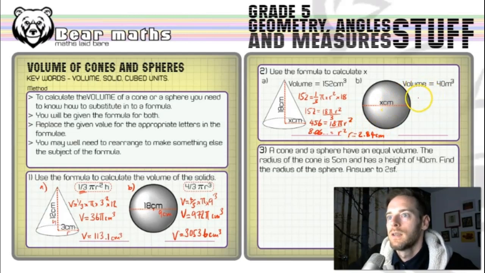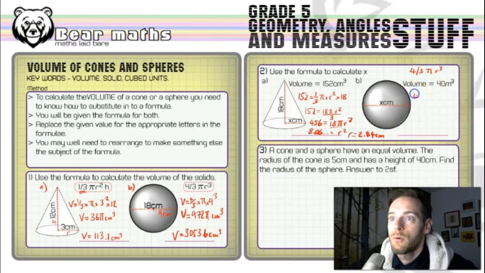Now let's try the next one. X in this instance is the diameter. So we don't have the diameter in the formula. I'll just write the formula up here: 4/3 of pi r cubed. Now, that looks a bit awkward. I'm going to rub that out. It looks terrible. 4/3 of pi r cubed. Basically, you just use the formula again.